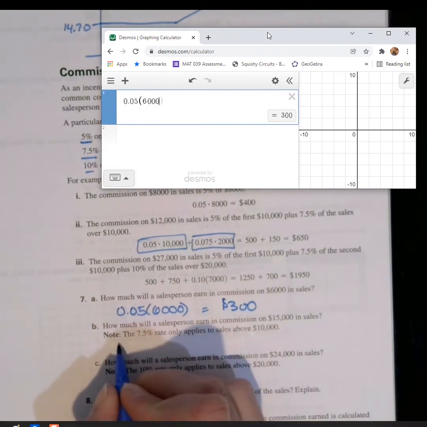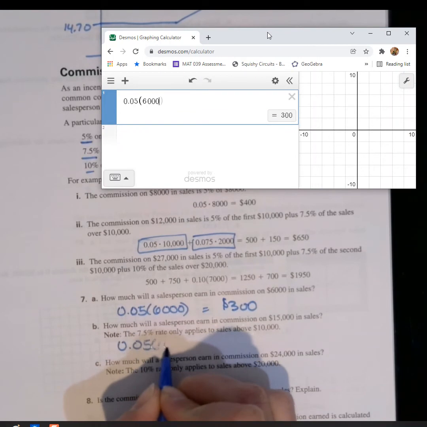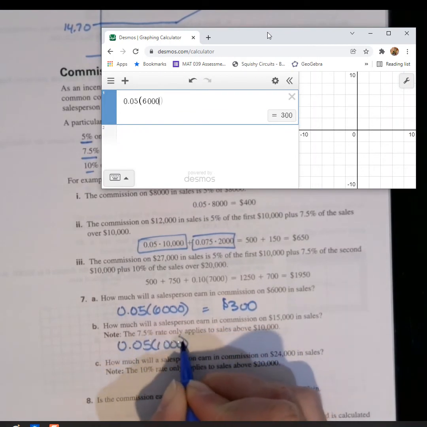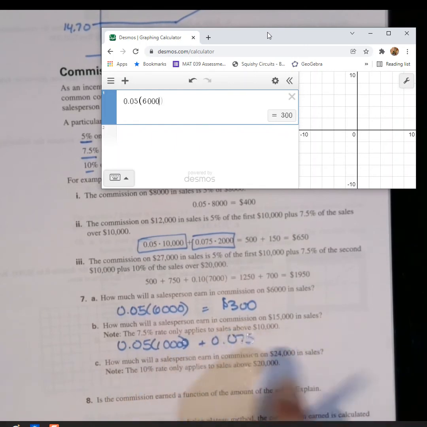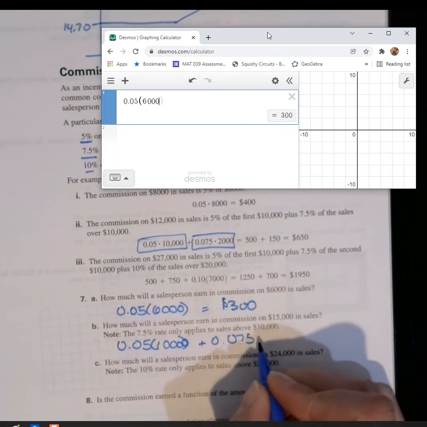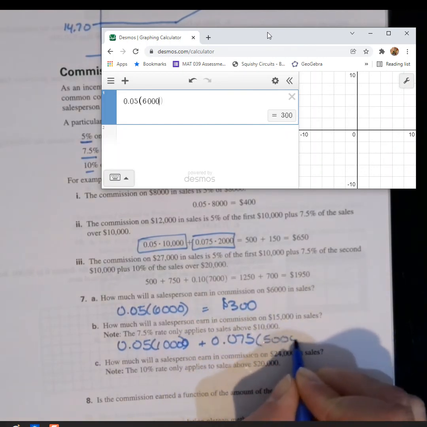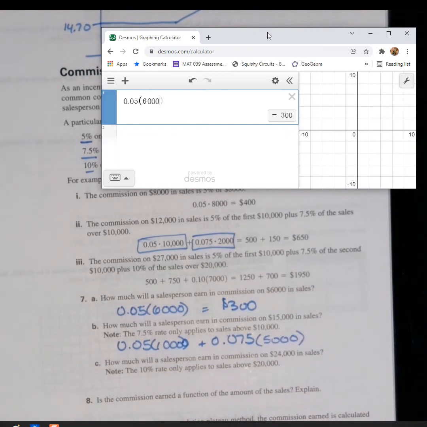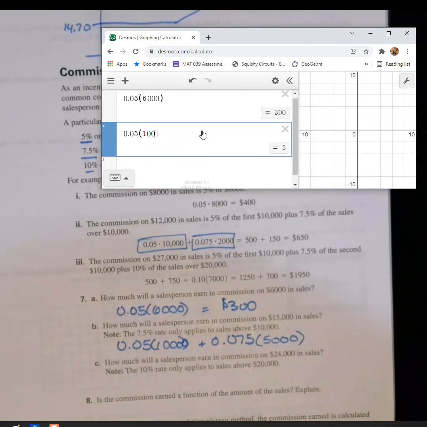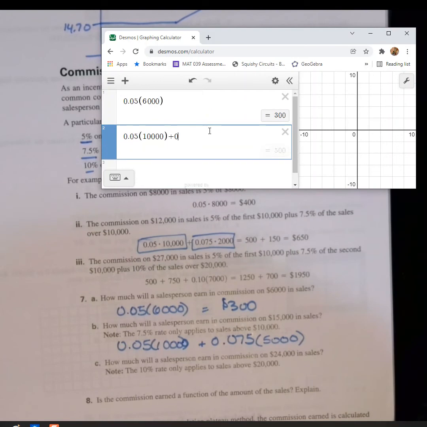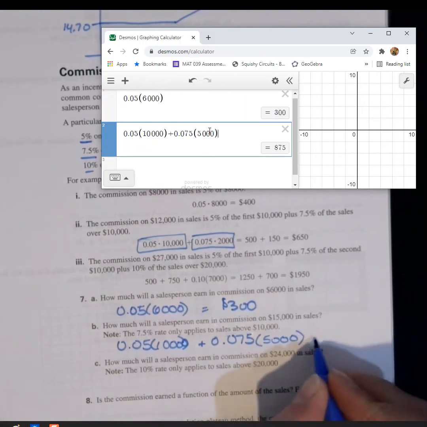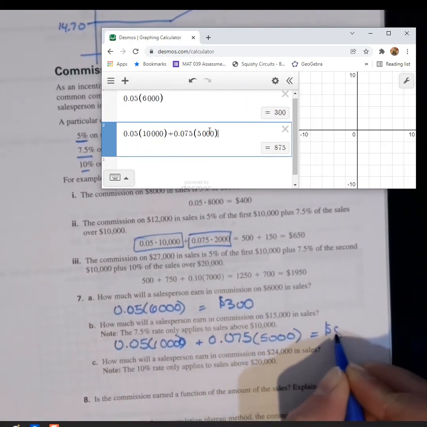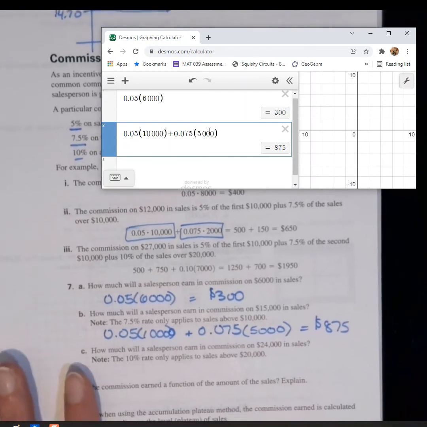Okay, so I know they're making 0.05 for the first $10,000. And they're going to make the next higher rate, the 7.5% or 0.075 on 5,000, because they are over 10,000 by 5,000. Okay, so this will give us 0.05 times 10,000 plus 0.075 times 5,000. Okay, so they would make $875.